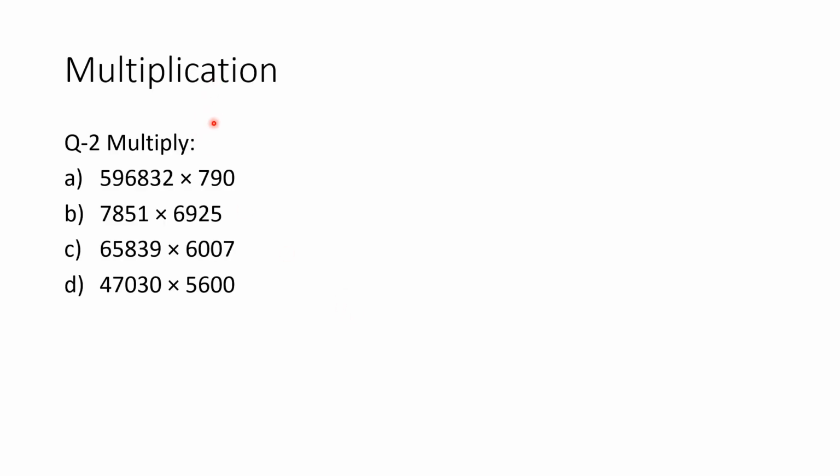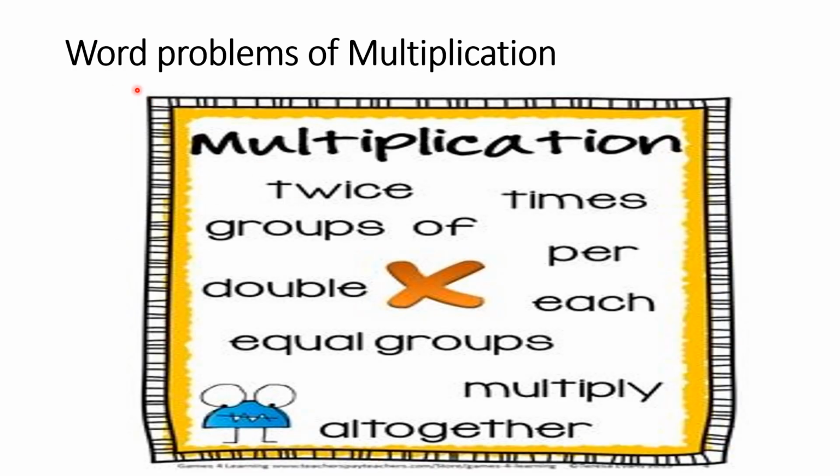So my dear students, do these questions of multiplication in your notebook. Let us come to word problems of multiplication. Always remember, just like addition and subtraction, there are keywords in a word problem which tell about the operation of multiplication, like times, twice, per, each, equal groups, multiply, altogether, double. So by these keywords we can easily identify the operation in the problem.